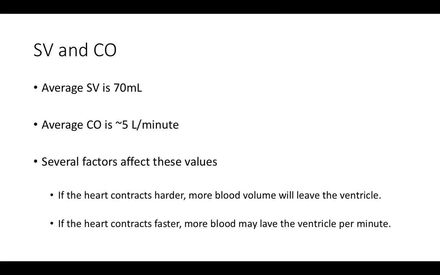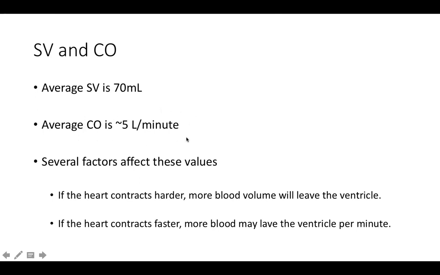So if we look at an average stroke volume of about 70 mils, and an average heart rate of about, I don't know, 72 beats per minute. If you calculate that out, 70 times 72 is equal to 5,040. So 5,040 mils per minute, or about 5 liters per minute. So the average cardiac output for the average adult human is about 5 liters per minute.